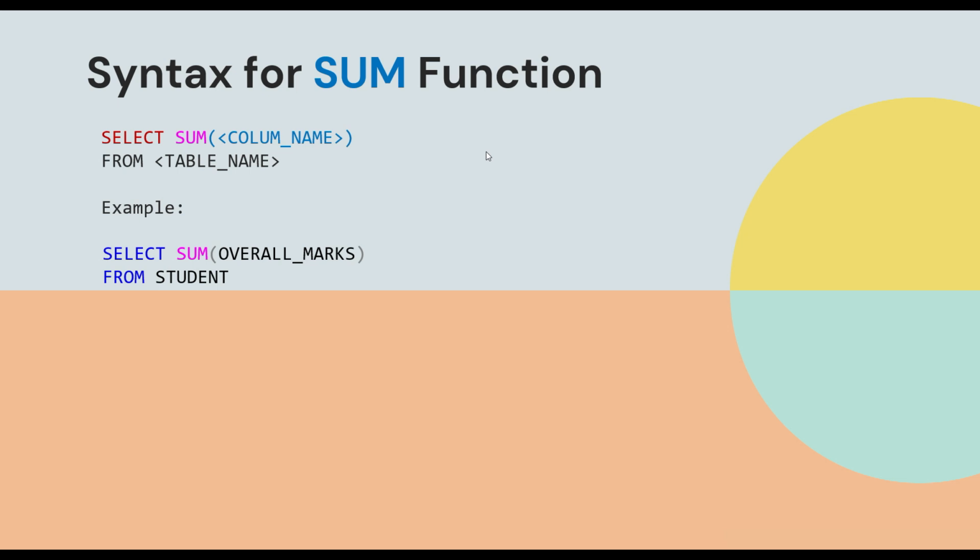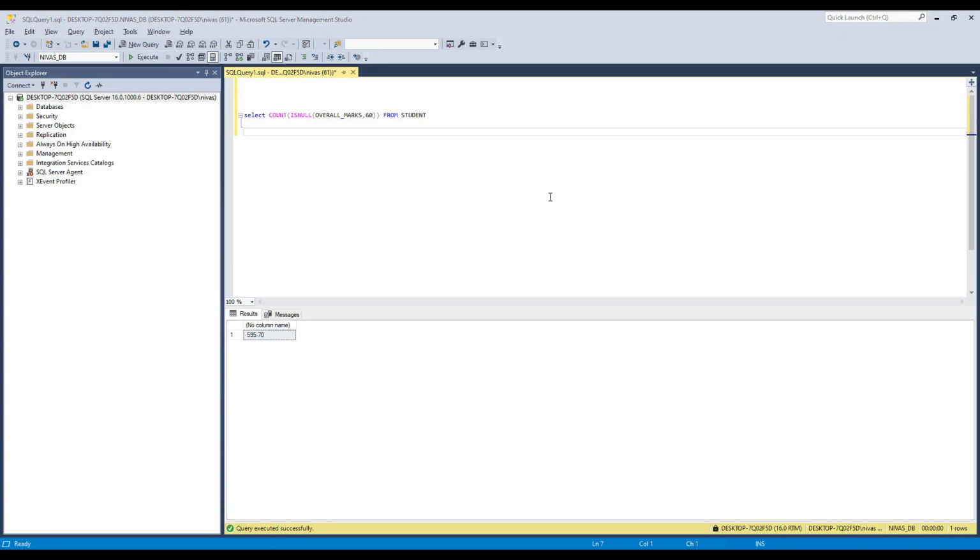Next is the sum function. Just now we saw the count function. Now what is the sum function? The sum function just sums all the values in that particular column for that select statement. Whatever number of rows it is returning, it will just do a sum. You can have where clauses also. I'll just show. So this is a count function, so we'll just replace it with a sum.